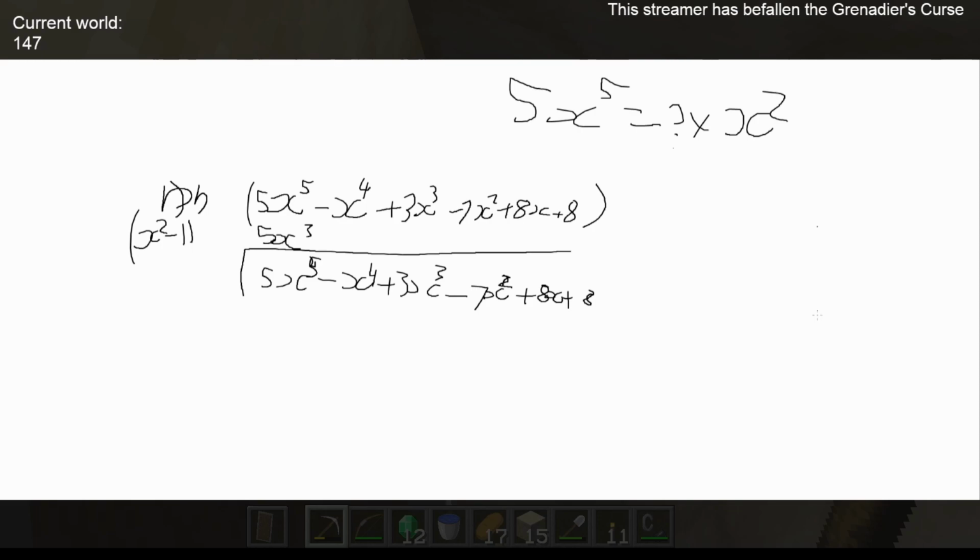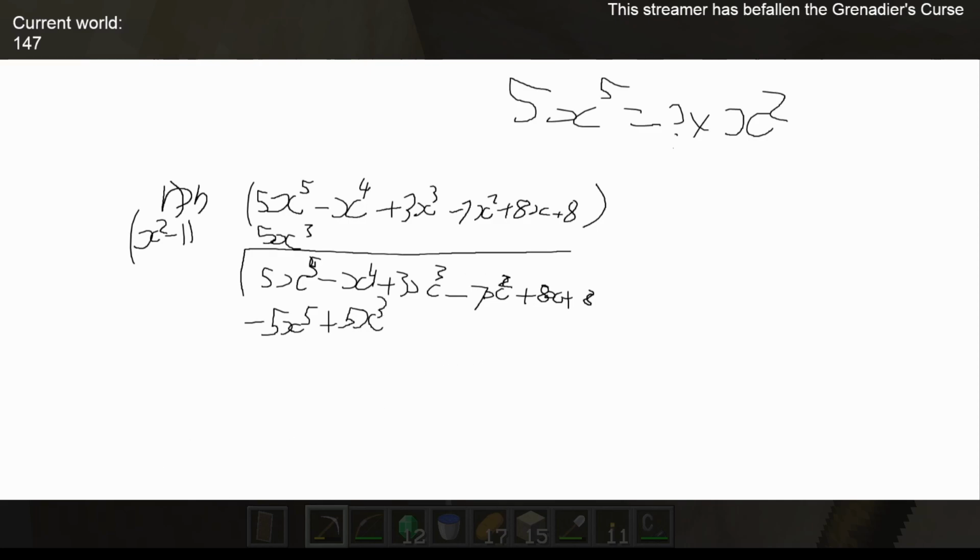So then what you're gonna do is say, well, okay, 5x to the power of 3 times x squared gives you 5x to the power of 5. So you're gonna minus that from this. Minus this, right? Just to make it easier. And then you're gonna do 5x to the power of 3 times negative 1 gives you minus 5x to the power of 3. But you're gonna minus that, so that's minus minus, which is a plus. I'm gonna redraw my plus. 5x to the power of 3.